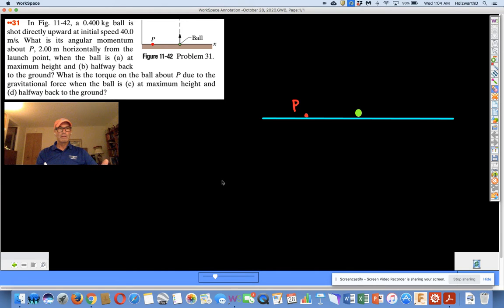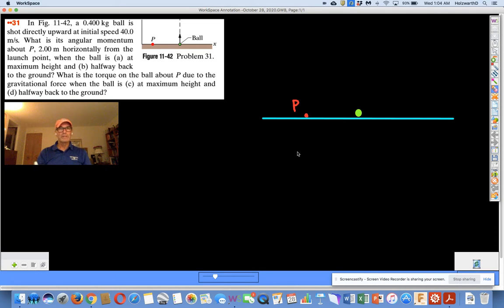This is problem 31. Here we have a 0.4 kilogram ball shot directly upward at an initial speed of 40 meters per second. What is its angular momentum about P, 2 meters horizontally from the launch point, when the ball is at the maximum height? Halfway back to the ground, what is the torque on the ball about P due to the gravitational force when the ball is at maximum height and halfway back to the ground?